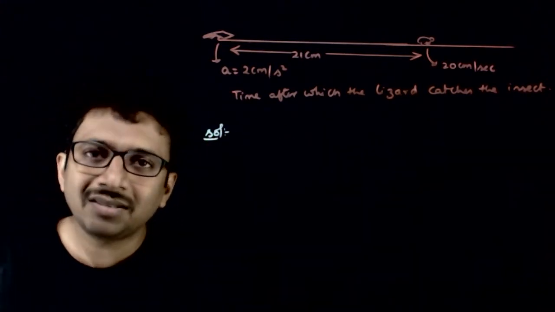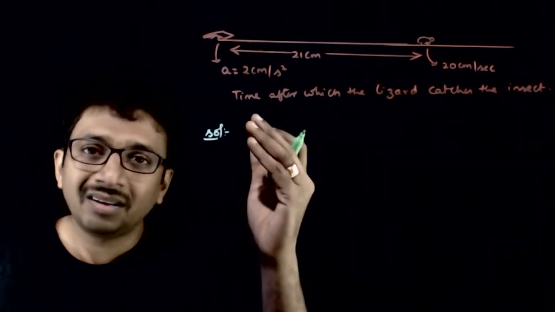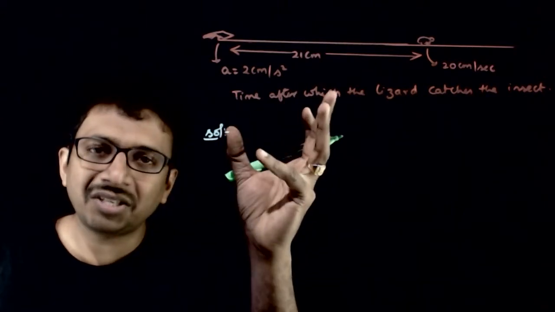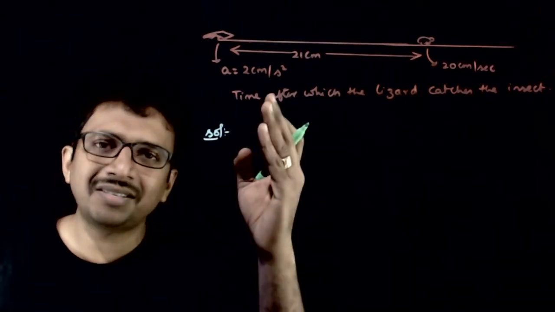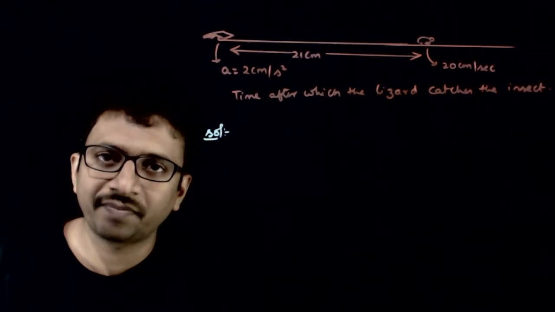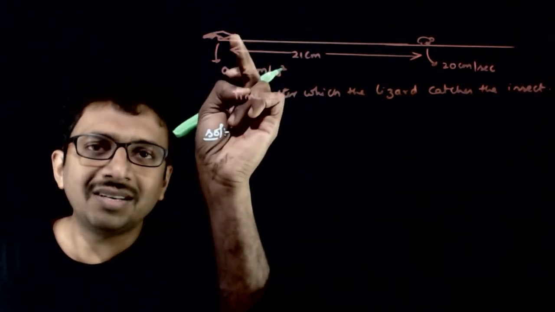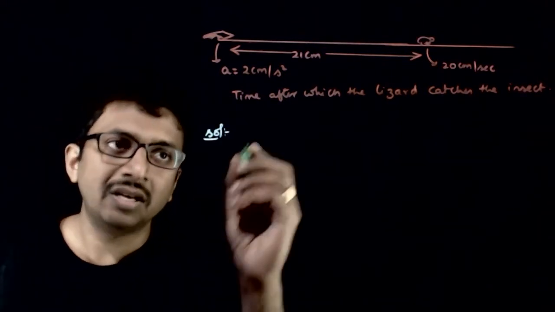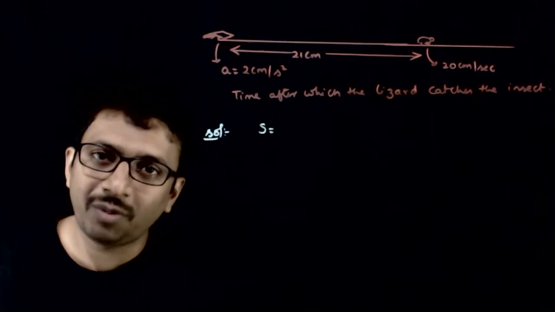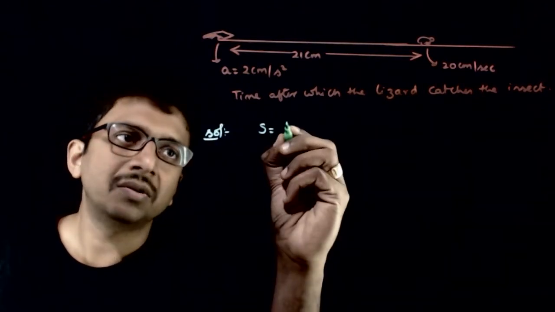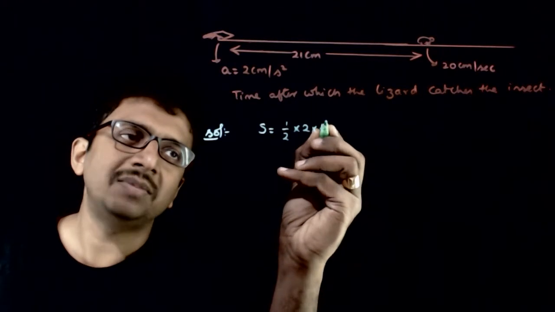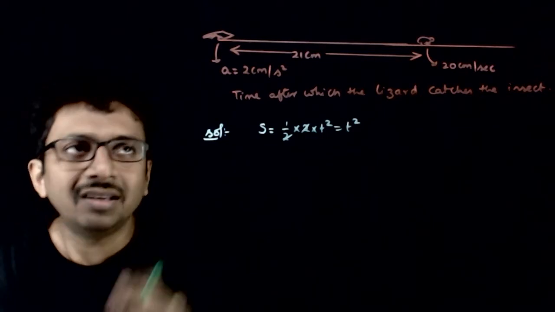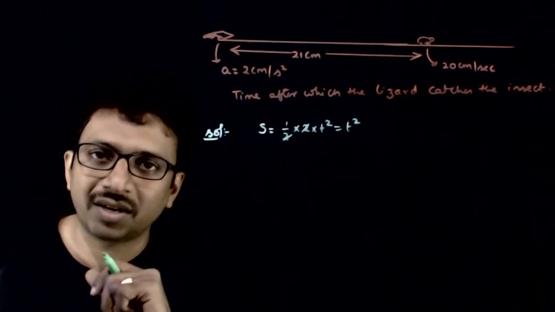Mathematically, this is a question of rate of change, but it is a very straightforward question in physics, so I'll directly solve it using physics equations. The lizard is starting from rest and going with an acceleration of 2 centimeters per second square. So the distance traveled by the lizard is equal to ut plus half at square. u is equal to 0, so half into 2 times t square, that is equal to t square. That means after a time t, the lizard travels a distance of t square.